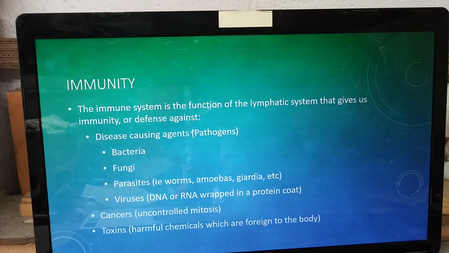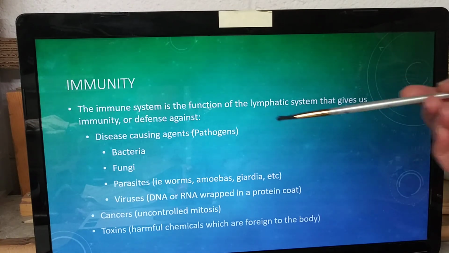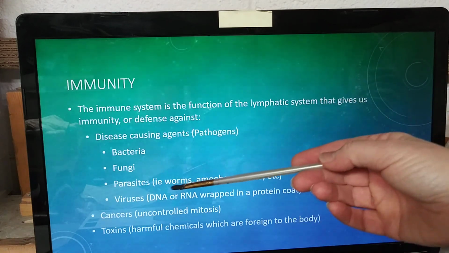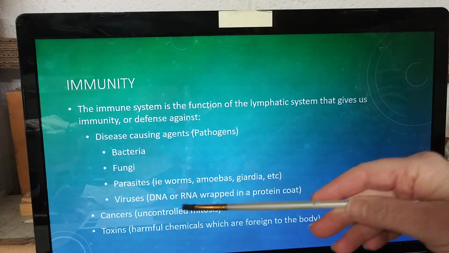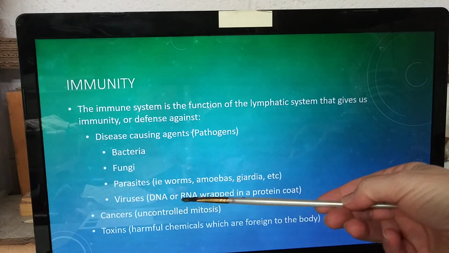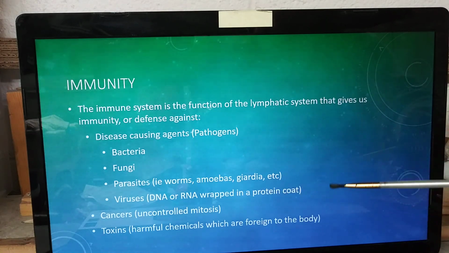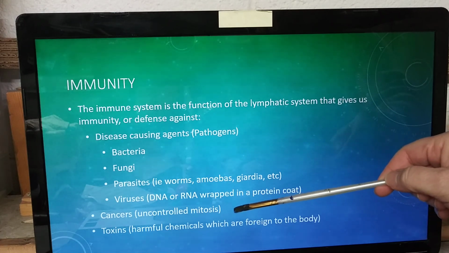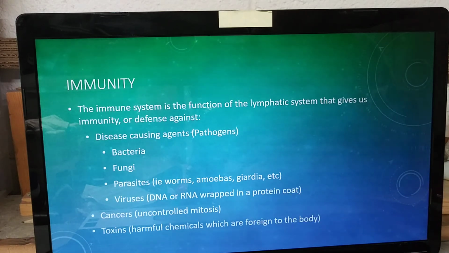And we will talk briefly about immunity just to introduce it for next week. But immunity, the immune system, is the function of the lymphatic system that gives us defense against all of these bad guys. So if you're a pathogen, a bacteria, fungus, parasites, all of those lovelies, or a virus, which is a DNA or RNA strand wrapped in a protein coat, then your immune system defends against those, and also against cancers and against toxins, which are foreign to the body, harmful chemicals.